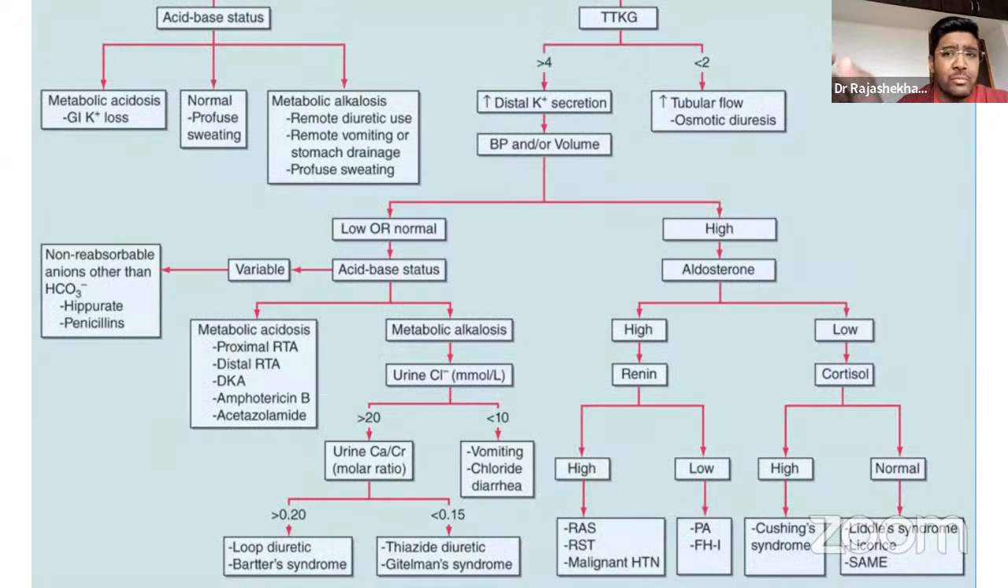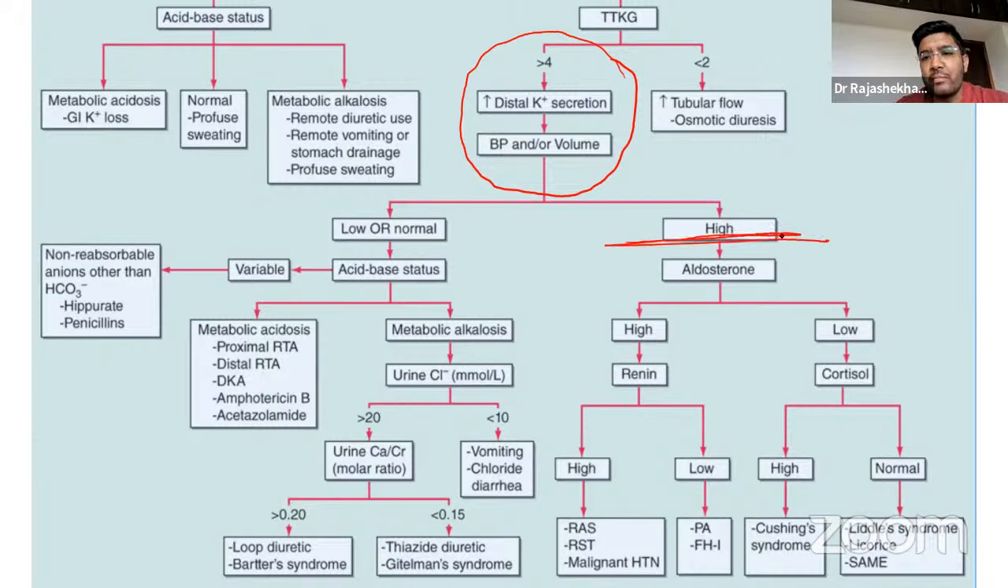So after measuring this TTKG and confirming that it is potassium wasting occurring in the kidney, then you need to assess the blood pressure. If the blood pressure is high, then the diagnosis is different. If the blood pressure is normal or low, then the differential diagnosis is different.